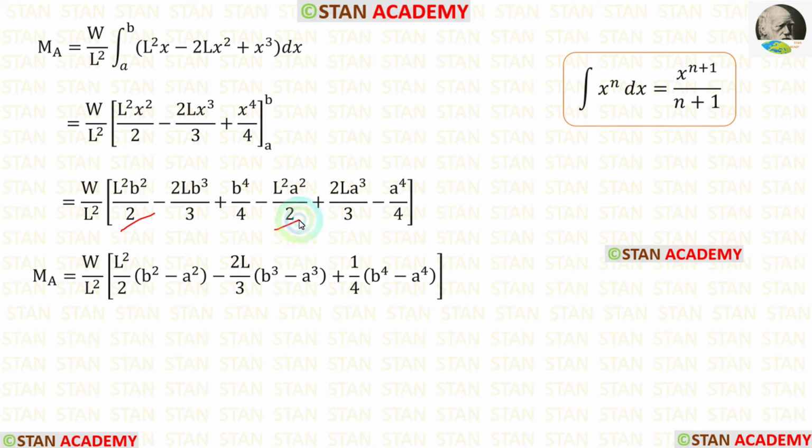From these two terms, we can take L square upon 2 outside. From these two terms, we can take 2L upon 3 outside. And from these two terms, we can take 1 upon 4 outside. From here, we can make more simplifications. So this is the formula for MA.